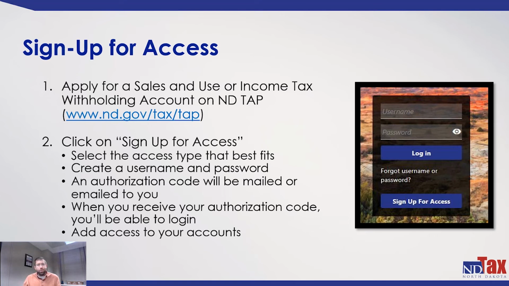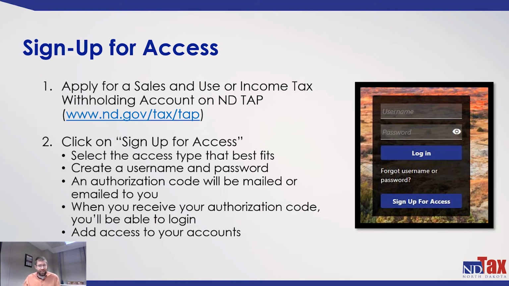So let's talk about how do you actually get into TAP? Well, the first thing, if you're a new business, you need to apply for a sales and use tax permit or an income tax withholding account. Both of those can be done on our website through TAP. Once you have the account, then go to www.nd.gov/tax/TAP and click on Sign Up for Access.